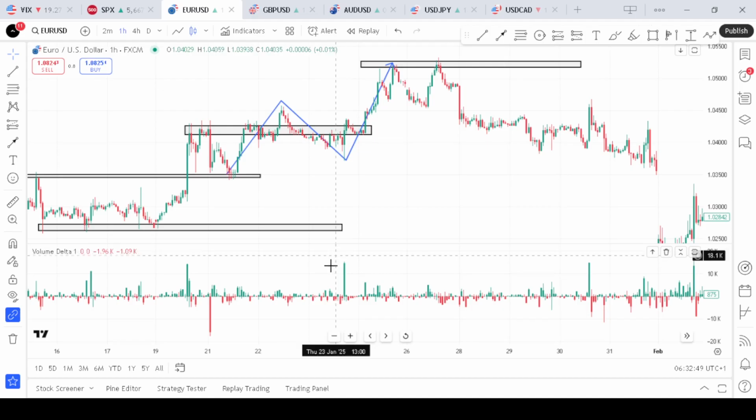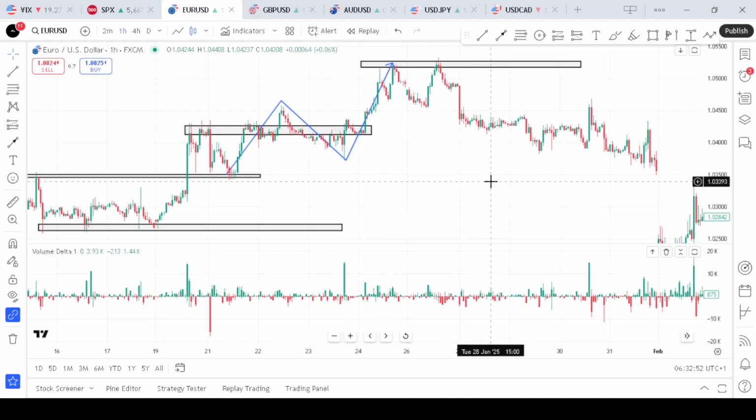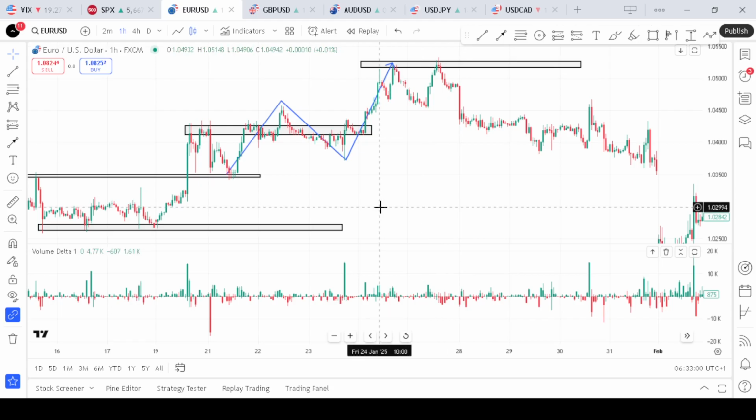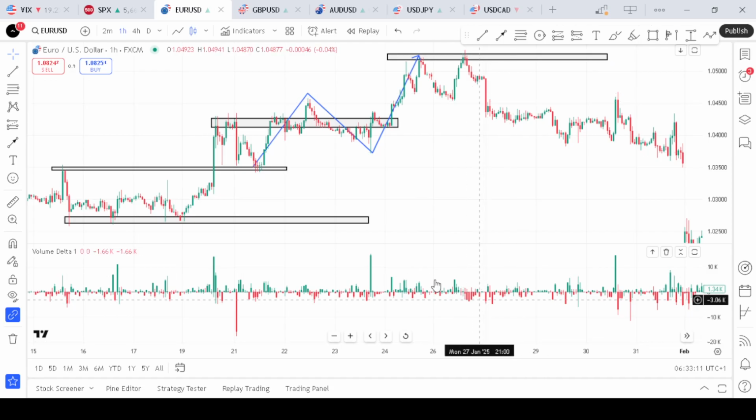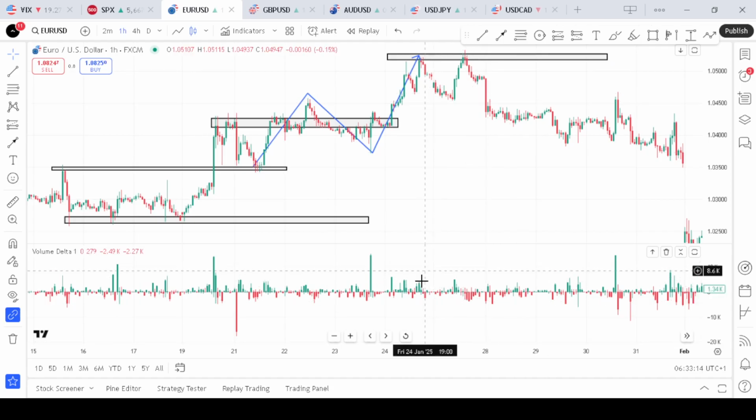Conversely, if price forms a lower low but selling pressure decreases, it may indicate bullish sentiment building up. So the third step is to actually spot exhaustion at key levels. When price approaches a major support or resistance area, you have to pay close attention to the delta histogram or cumulative volume delta, the CVD. If the delta shows weakened pressure in the direction of the trend as price nears this level, it suggests exhaustion and increased the likelihood of a reversal.